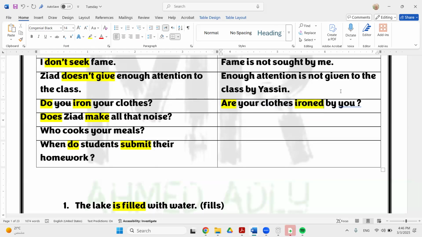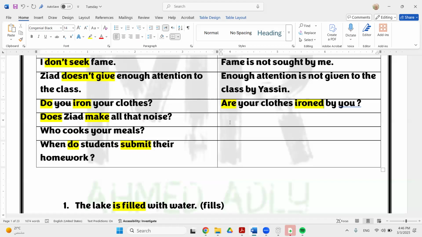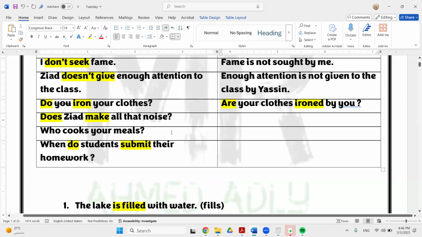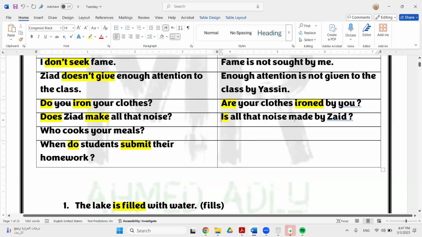Number 2, Abdullah Sayyid. Does Ziad make all that noise? Abdurrahman Hani. Does Ziad make all that noise? Is all that noise? This is the object. Made by Ziad. Is all that noise made by Ziad? لاحظ ان احنا هنا بنستخدم help verb to be, okay, والpast participle made by Ziad.